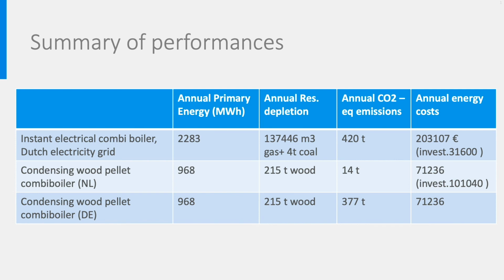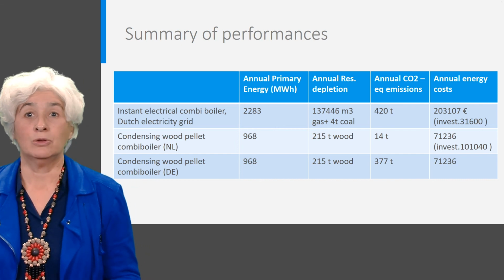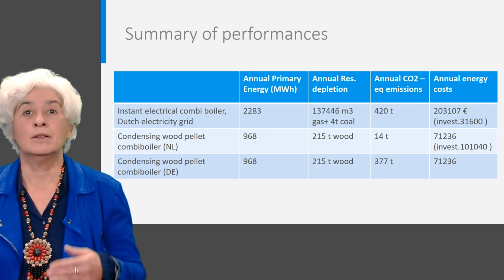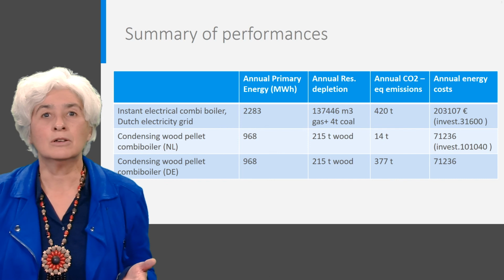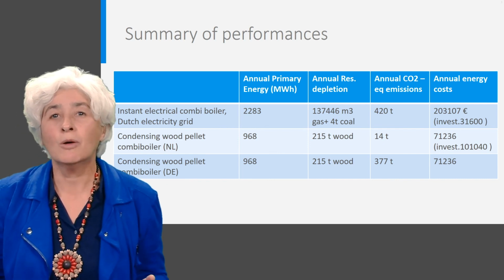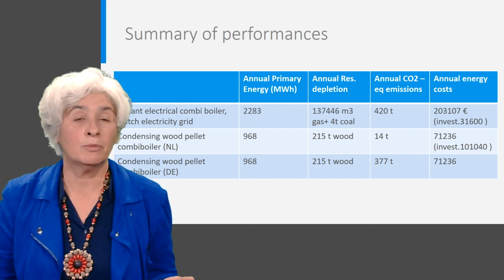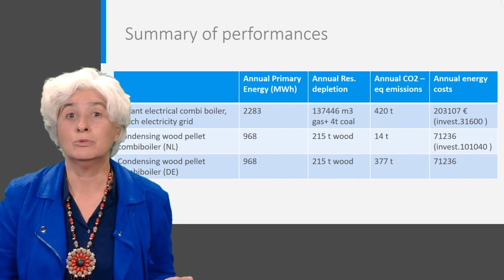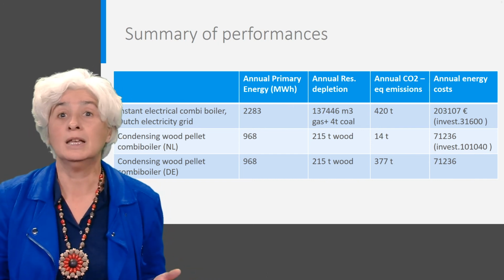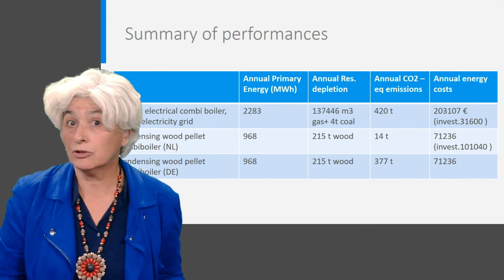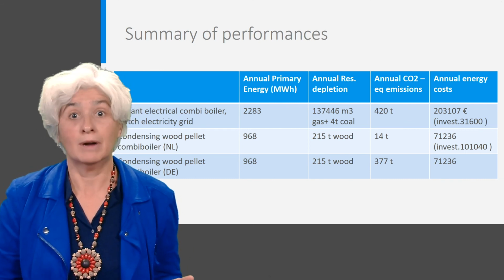This table shows the summary of the performances. There are large differences in the estimates of the CO2 emissions of wood pellets. In the Netherlands, it is currently considered that most of the wood pellets would come from waste wood or sustainably managed forests, while our German neighbors consider that waste wood would never be enough for large-scale heating and would lead to deforestation, in which they are surely right.